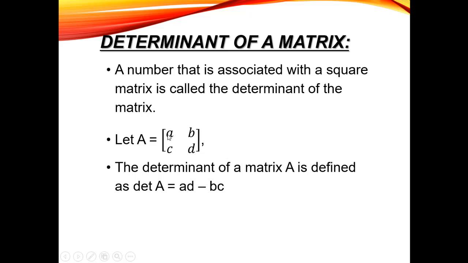We need to multiply the values in cross: a will multiply with d and b will multiply by c. You can also say that this is the formula to calculate the determinant of any matrix, and this is how you can symbolically write the matrix determinant. These two modulus bars represent the determinant of any matrix.